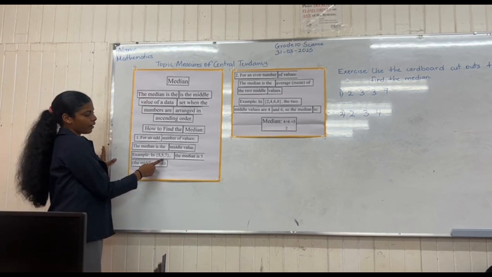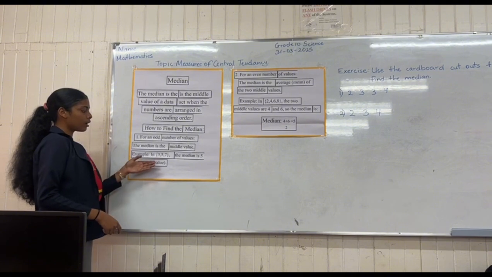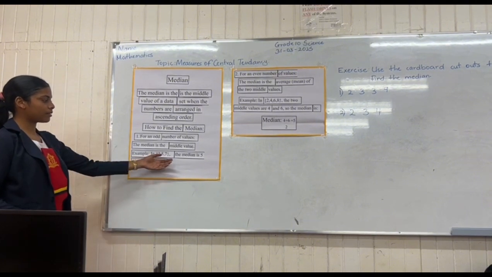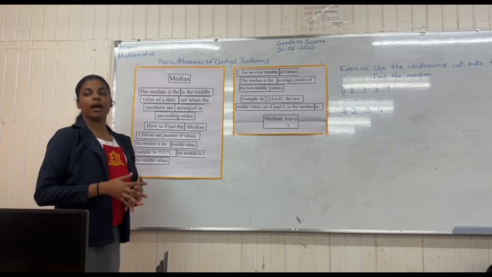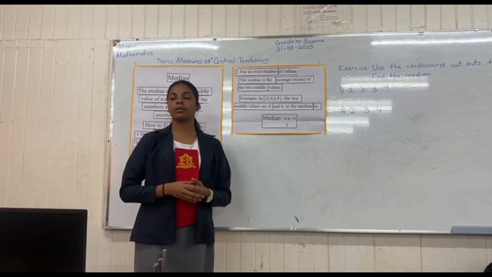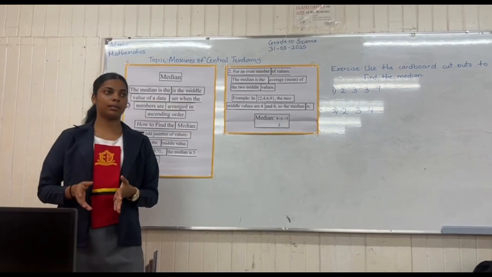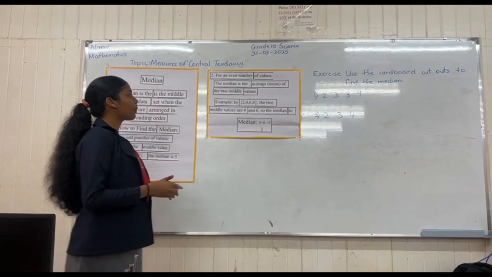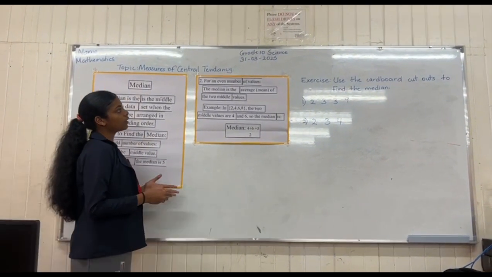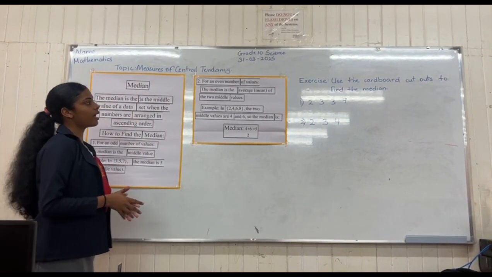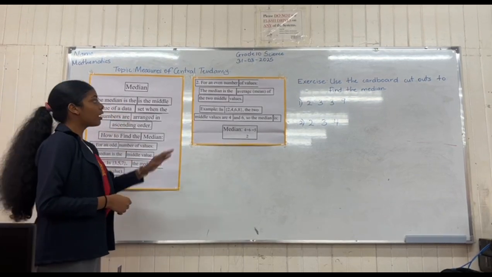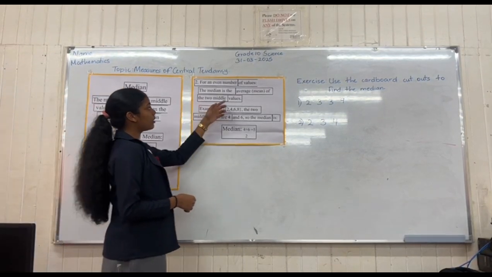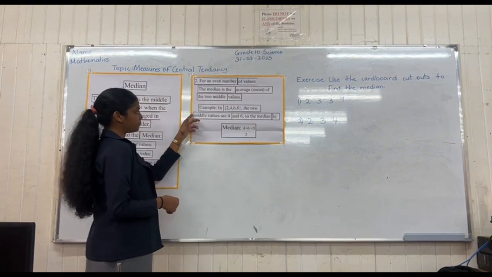You can see 3, 5, and 7, right? 3 is the smallest, then we have 5, then we have 7. So we have 5 here. It's the middle number. So when you have to find anything concerning the median, think of the middle. Okay, the next part now. For an even number of values, the median is the average mean of the 2 middle values. Let's read that again. The median is the average mean of 2 middle values.